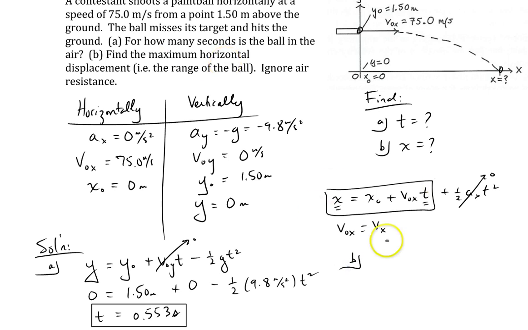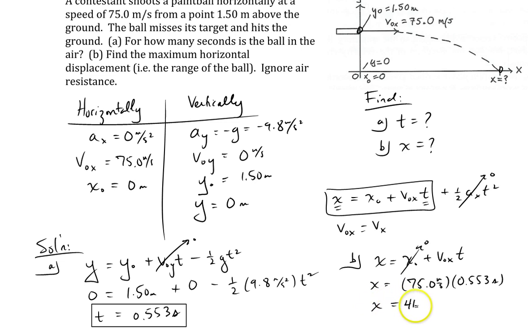Now moving on to part B, we're looking for the horizontal displacement. So we're using this equation now: x equals x sub 0 plus the initial horizontal velocity times time. We've assumed that the initial horizontal position is 0 to make our life easier, and the initial horizontal velocity is 75 meters per second. Now we know that it's going through the air vertically and horizontally at the same time, 0.553 seconds approximately. And that gets us an answer of 41.5 meters.